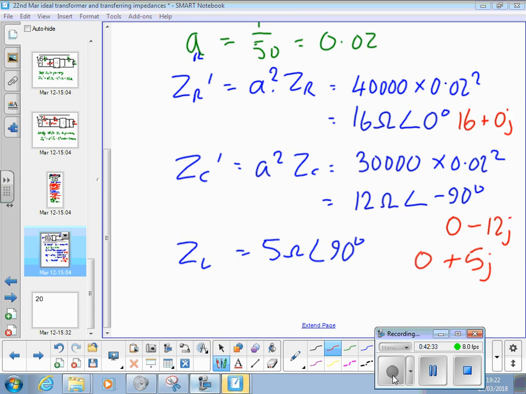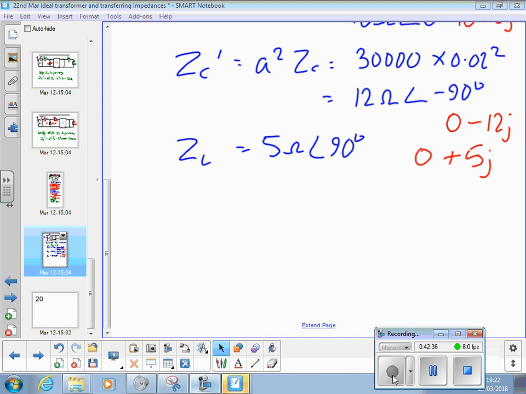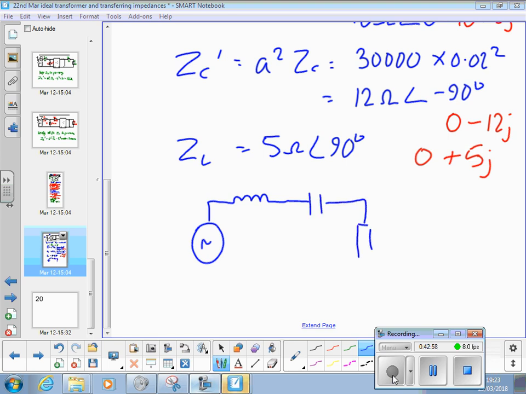So what did you do from there? So that's moved everything across, isn't it? Yep. So if we did a little diagram, now we've got our source here. We've got ZL there. ZC there. ZR dash, sorry, ZC dash, ZL, all in series, like so. So that's our circuit. That is useful to just draw that out like that, so you know where you are, and that you've transferred everything.